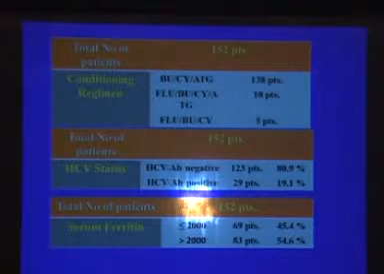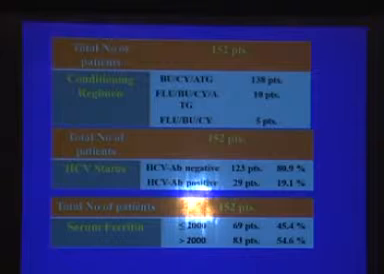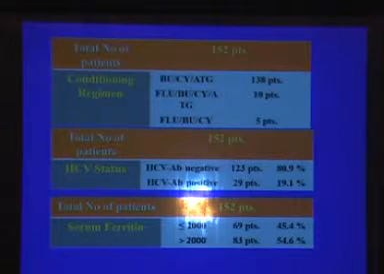These are the conditioning regimens we are using, and we try to cut down the expenses. Our classical conditioning regimen, which we started and are continuing, is the BU-Cy ATG regimen, while 10 patients received Flu-BU-Cy ATG and another 5 received the Flu-BU-Cy regimen. HCV was positive in 20% of the patients, while 80% were HCV antibody and PCR negative. Out of the 152 patients, 69 had a serum ferritin below 2,000, and 83 had a serum ferritin above 2,000.